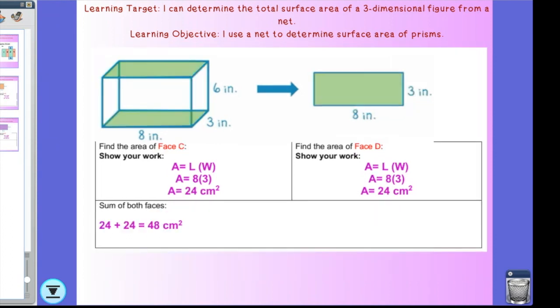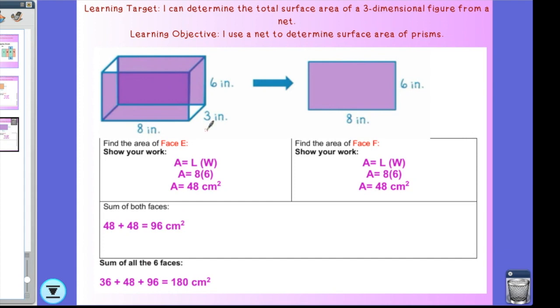Now let's look at face C and face D, which is the top of the rectangular prism and the bottom of the rectangular prism. The length and the width is 8 times 3. You get 24 centimeters squared. You add that up, and both faces C and D is 48 centimeters squared when you add up 24 plus 24.